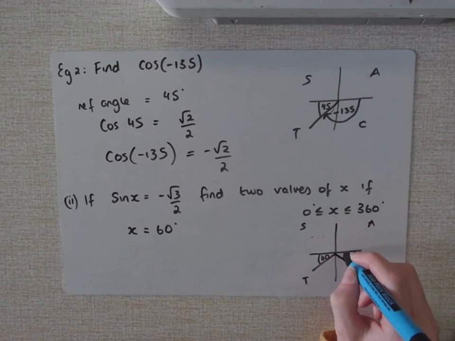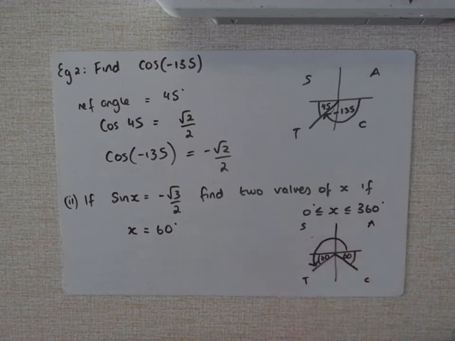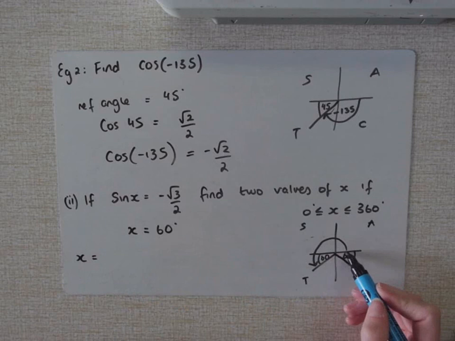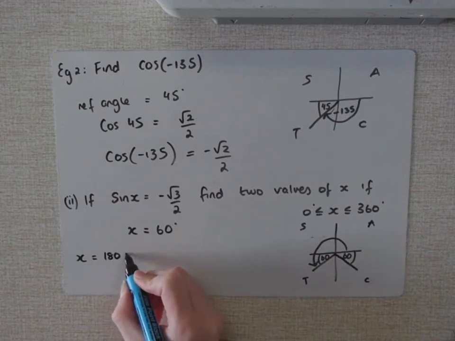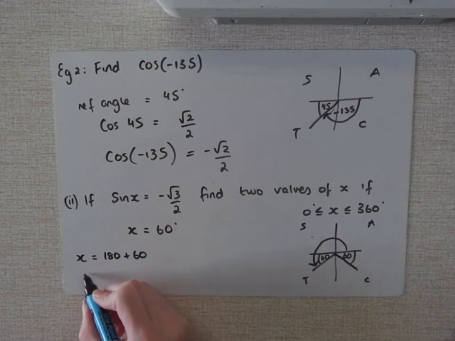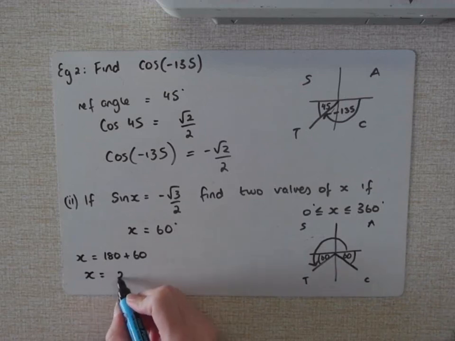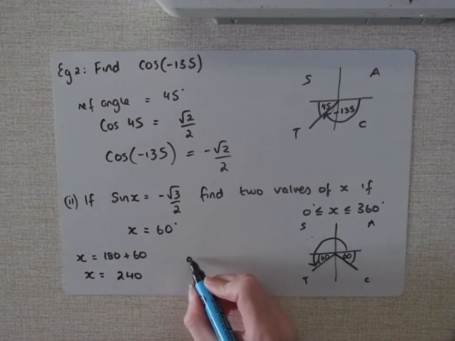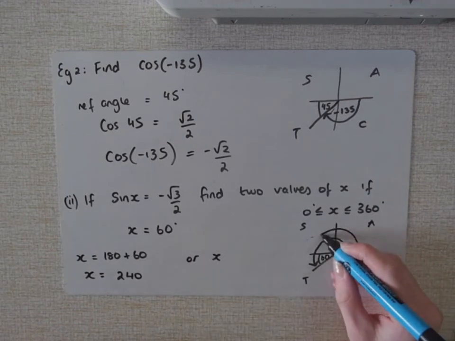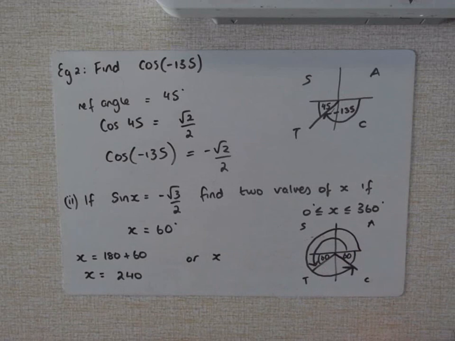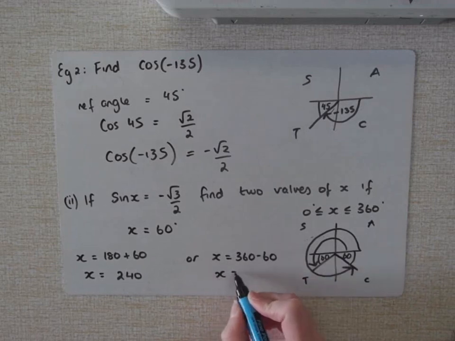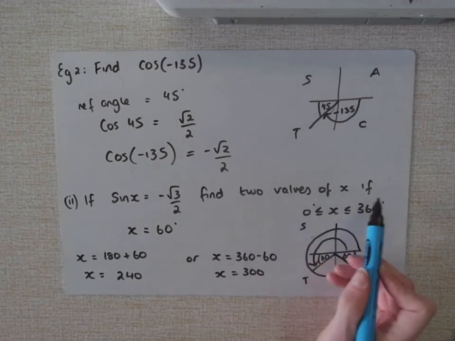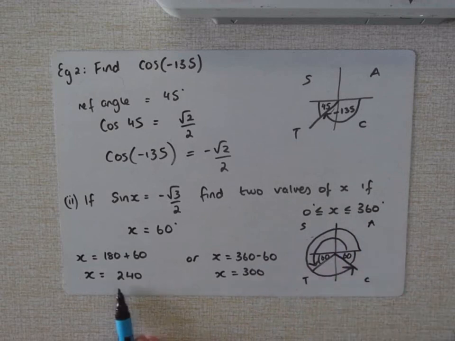So if it's 60 there, my first angle is what? X is from there to there. How do I get it? 180 plus 60. Good. Okay. So x there is 240. Or it's here. How do I get to that? 360. Good. Take your 60. So that's 300. So find 2 values of x if x is between 0 and 360. So there's my 2 values of x.